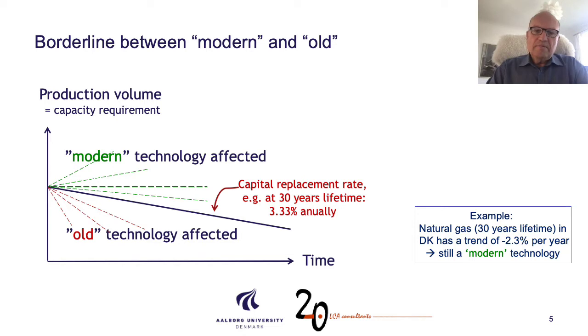An example of this is natural gas, which has a 30 years lifetime in Denmark. Currently in Denmark it has a trend of minus 2.3% per year. So we're using less and less gas, but we're not using gas at a lower trend than minus 3.33%, which corresponds to the 30 years lifetime. So we would still need in Denmark to install modern technology for maintaining our demand for natural gas.